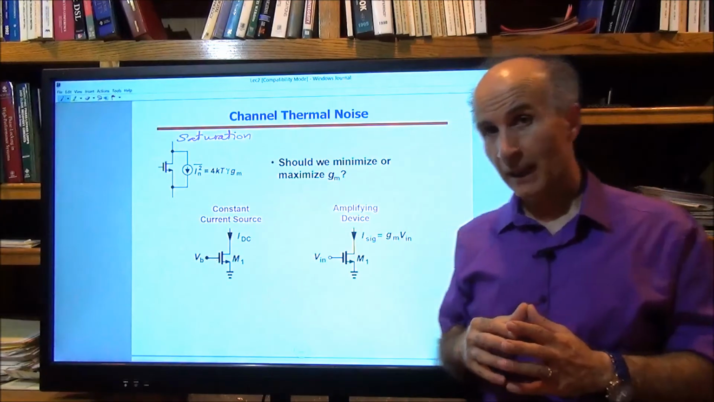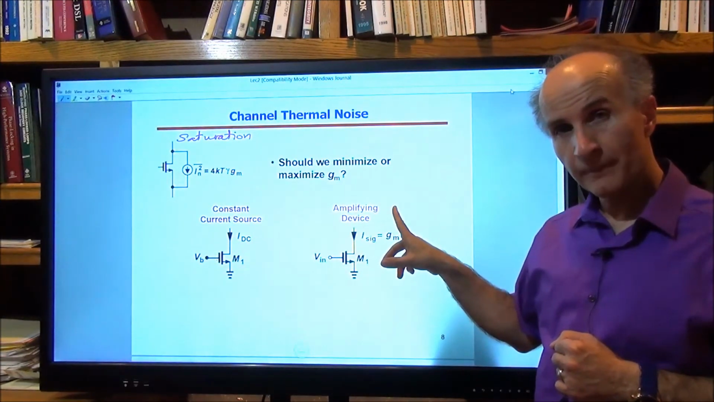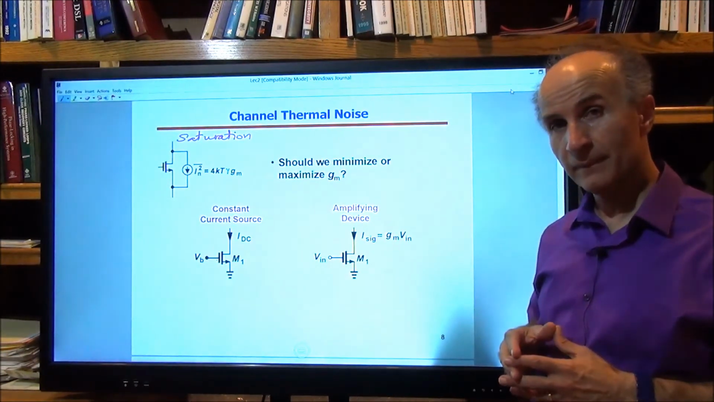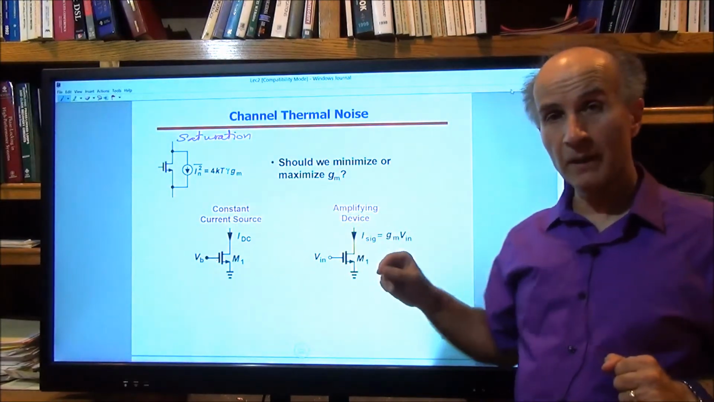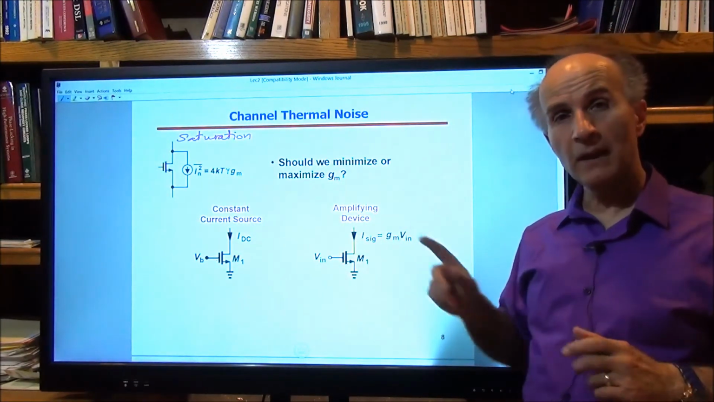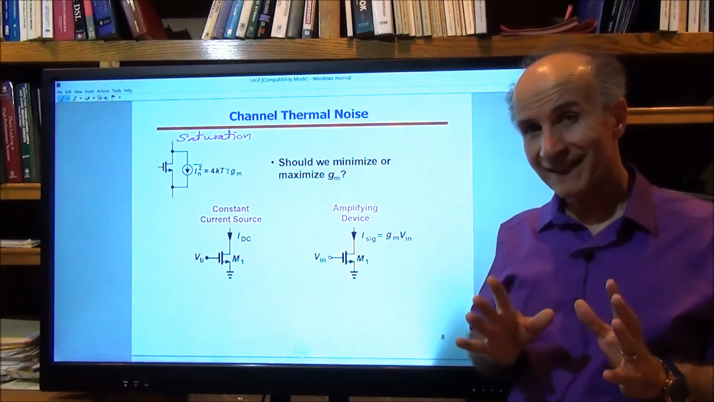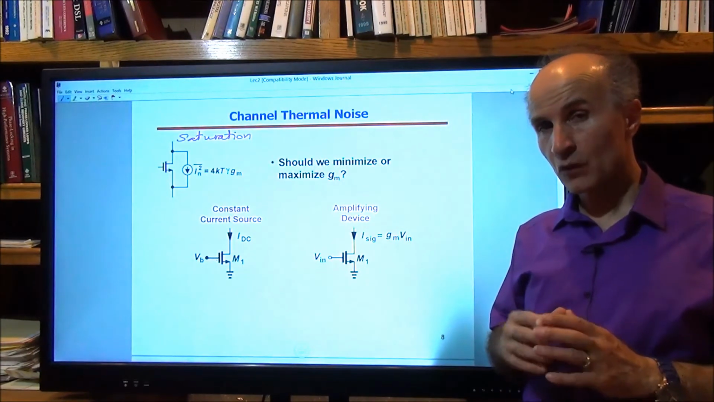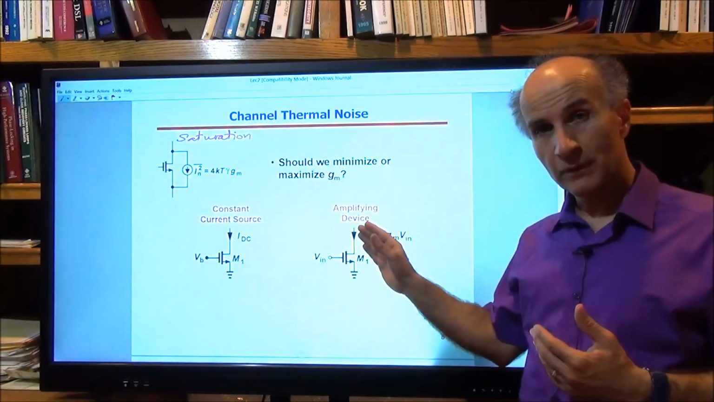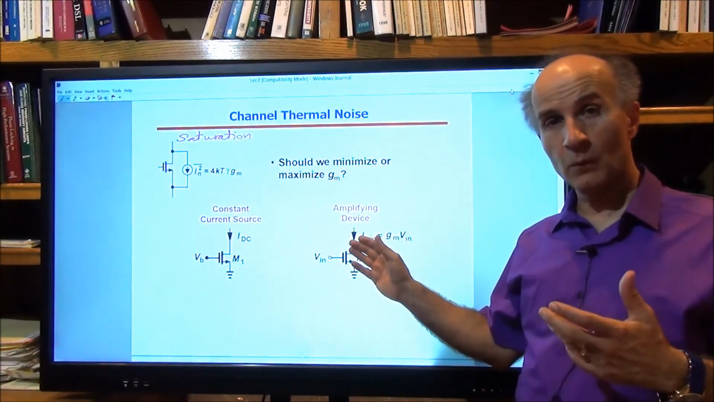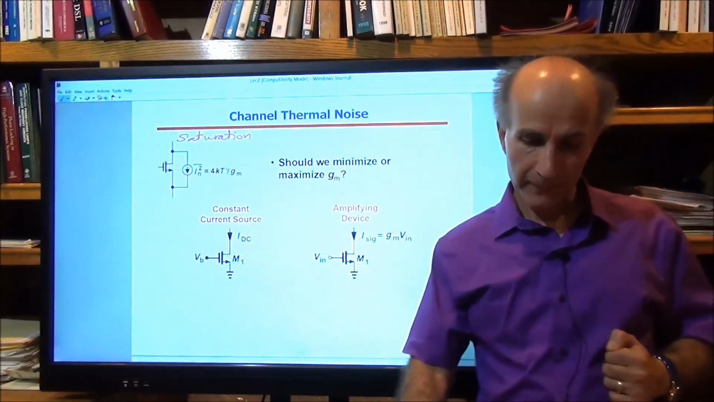On the other hand, if the device carries a signal from the input to its drain, then the story is different. In this case, if I just go and blindly reduce GM so as to reduce the noise current in the drain, that's true, but then what am I doing to the signal itself? So what we have to do again is find the signal to noise ratio at the output of this device and see whether GM should be maximized or minimized. Okay, so let's do that.